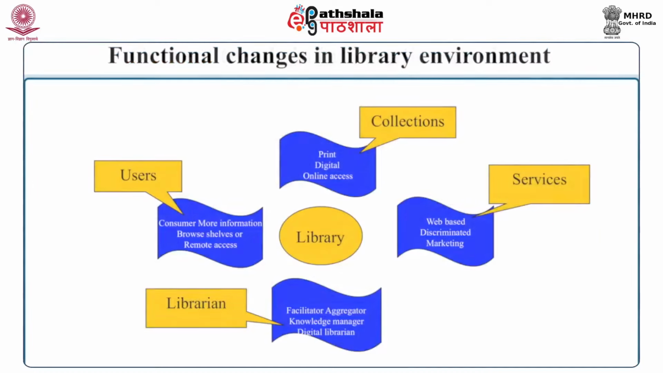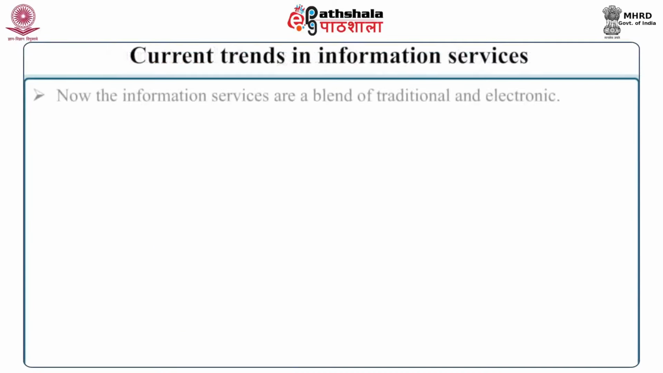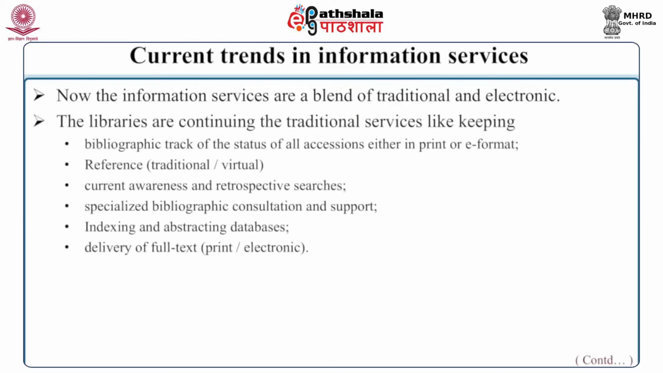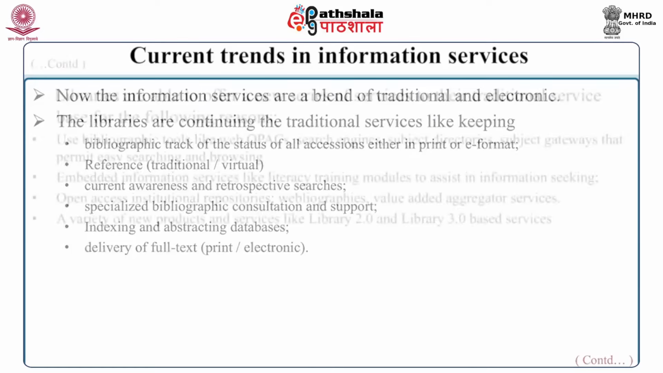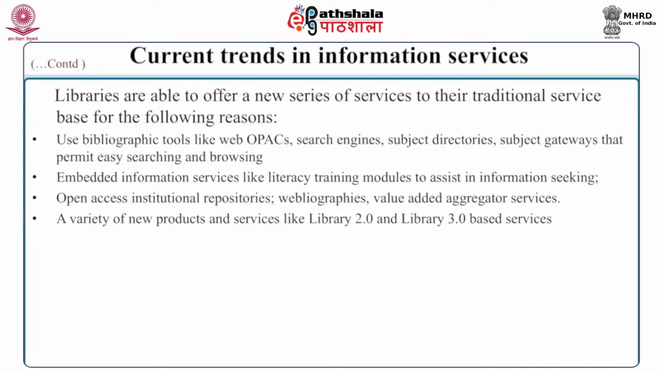Now let us see what the current trends in information services are. Information services are now a blend of traditional as well as electronic. The libraries are continuing the traditional services like bibliographic reference, current awareness, indexing, and delivery of full text. At the same time, they are providing bibliographic tools like web OPACs, embedded information services like information literacy training modules, open access institutional repositories, bibliographies, value-added aggregator services, etc.